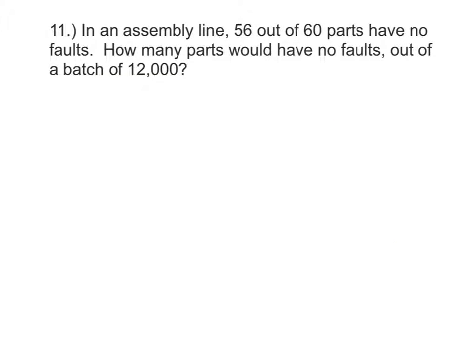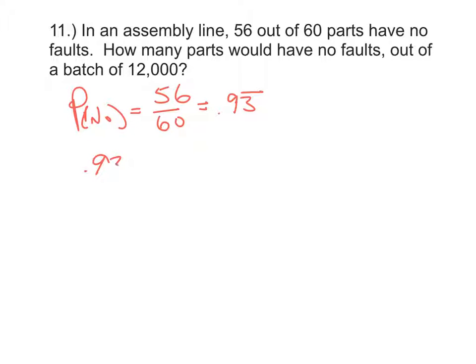In an assembly line, 56 out of 60 parts have no faults. How many parts would have no faults out of a batch of 12,000? So first, identify the probability of having no faults. That would be 56 out of 60. If you calculate that, you'll get 0.93 with the 3 repeating. Now, how many parts would have no faults out of a batch of 12,000? Take that 0.93333 repeating and multiply it by 12,000. When you do that, you should have 11,200 parts.